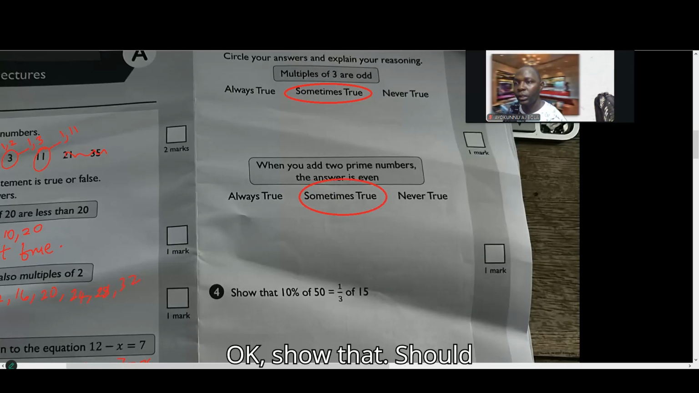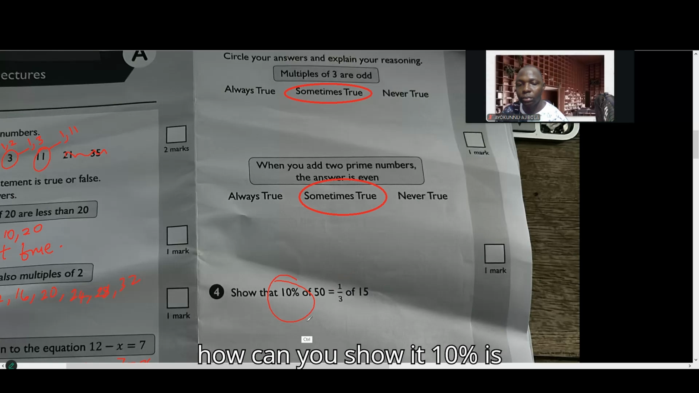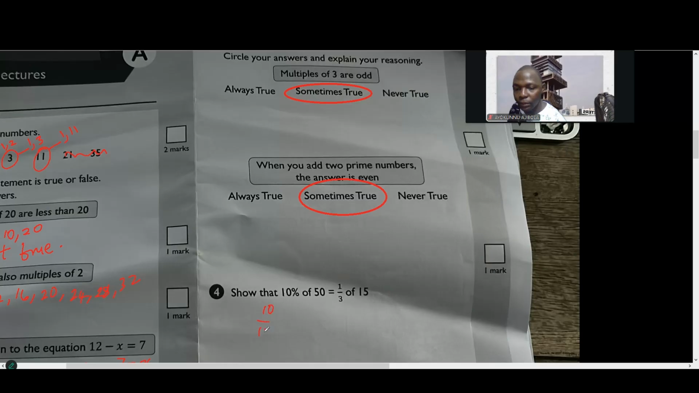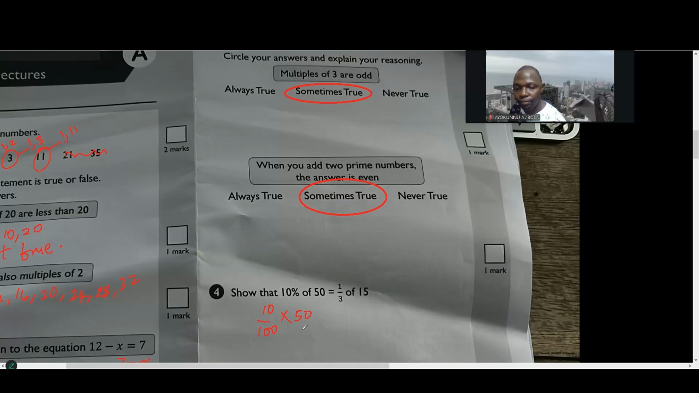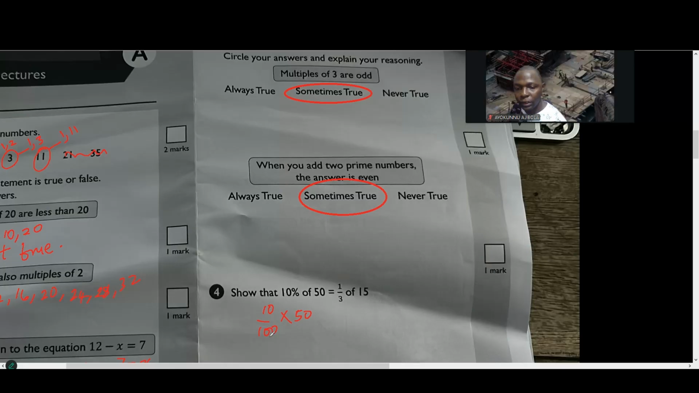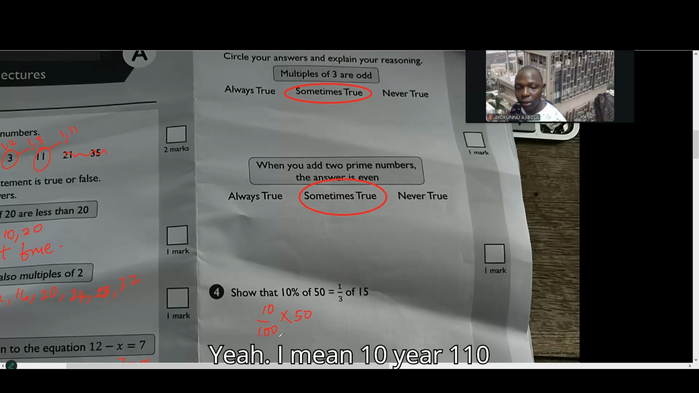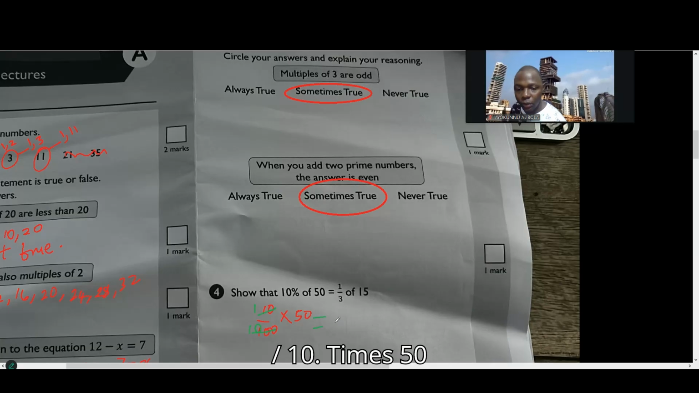Okay, show that this is one third of this. How can we show it? 10% is 10 over 100. And we want to multiply by 50. Okay, we can say if we divide by 10, 1 here, 10 here, 10 here. So we have 1 over 10 times 50.